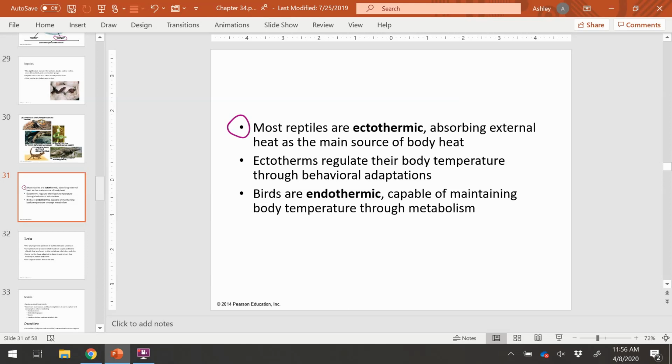And so most of the reptiles are going to be ectothermic, but one of them is not, and those are birds. They are endothermic, meaning they're going to maintain their own body temperature through metabolism. And so they have to consume a lot of food because that's a huge energy requiring process. Metabolism is going to use a bunch of energy to maintain the body heat.